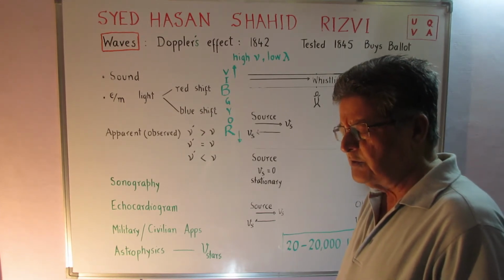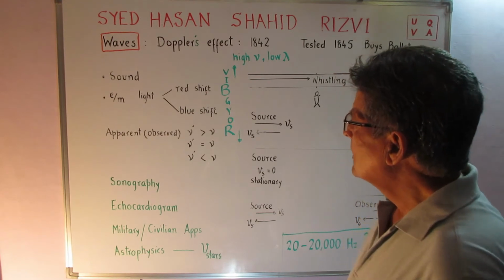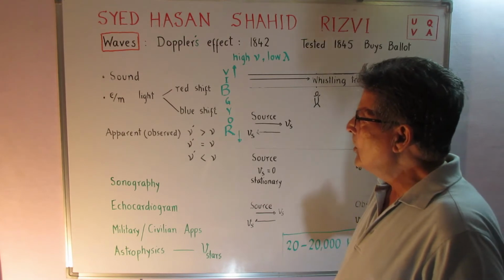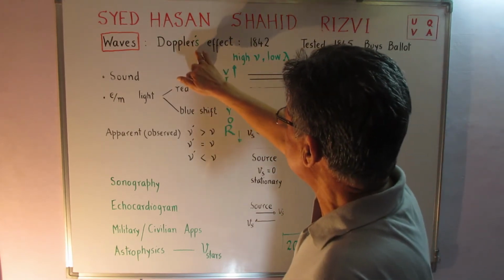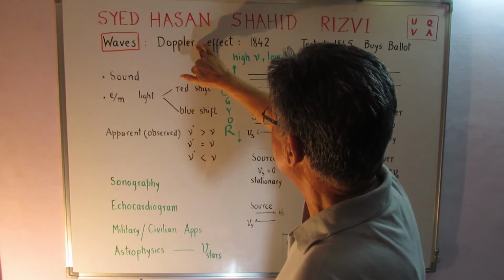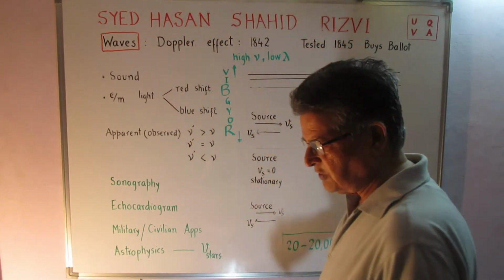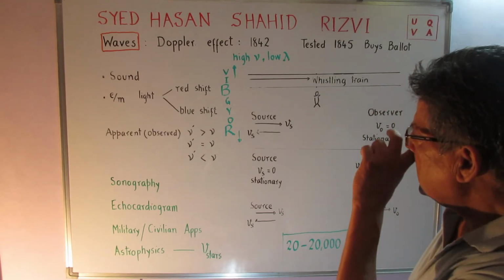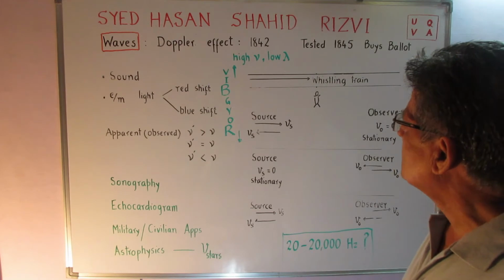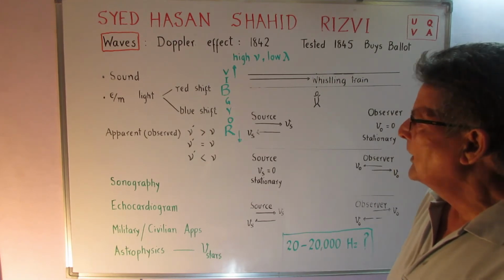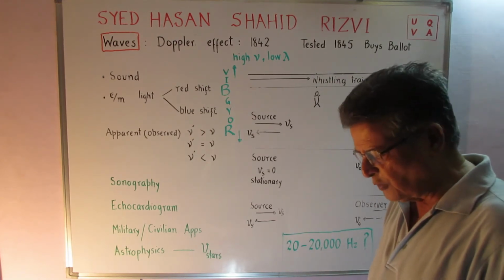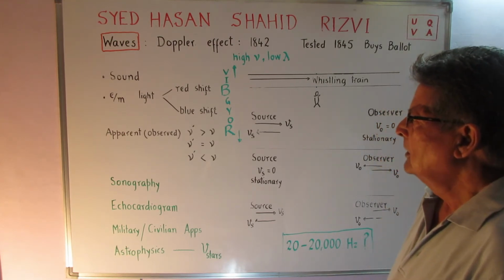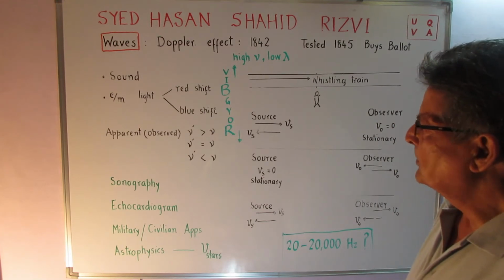This beautiful, lovely effect is not called Doppler's effect. It's so established that we rather call it Doppler effect. No, Doppler. It's Christian Doppler, an Austrian physicist, 1842. He came out with the proposals regarding the effect known by his name, the Doppler effect.